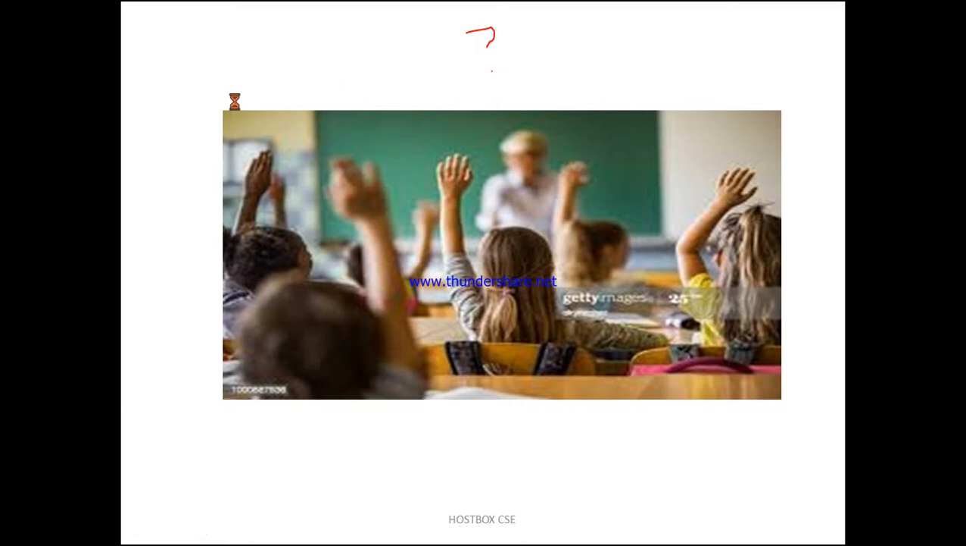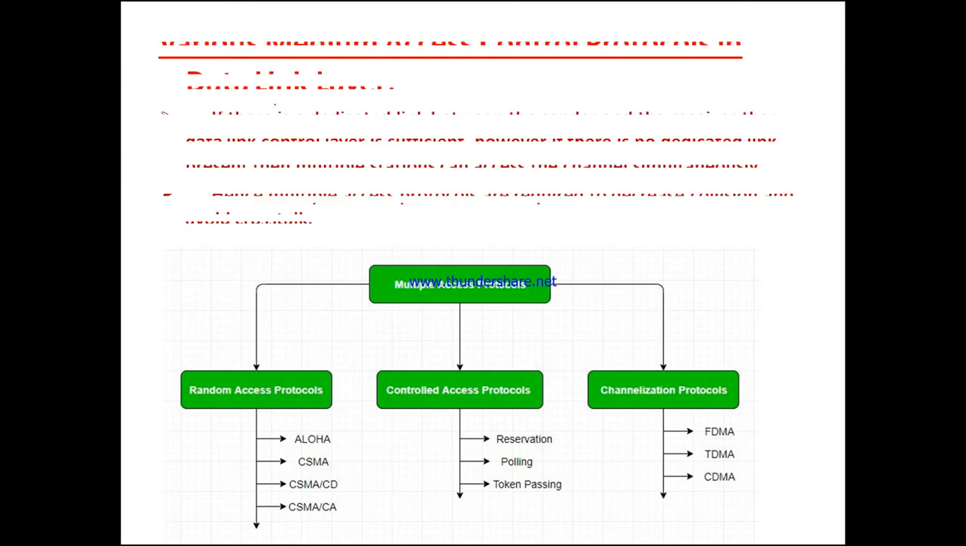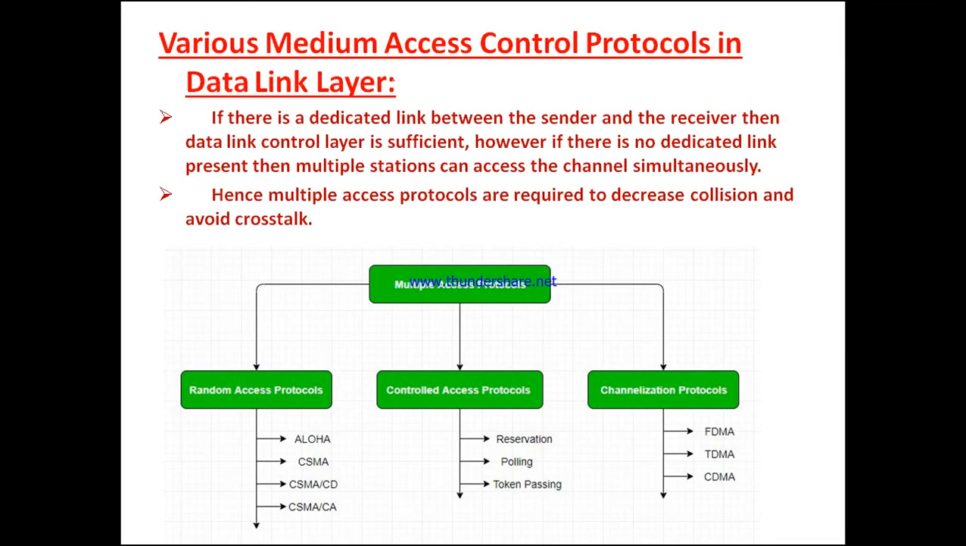Similarly, in medium access control, we have discussed why we need it and how important it is. If there is a dedicated link between the sender and the receiver, then the data link layer control is sufficient. Remember, there will be an exclusive link between sender and receiver. But what will happen if there is no dedicated link present? Then multiple sessions can access the channel simultaneously. Hence the sessions create a conflict called collision, and crosstalk.